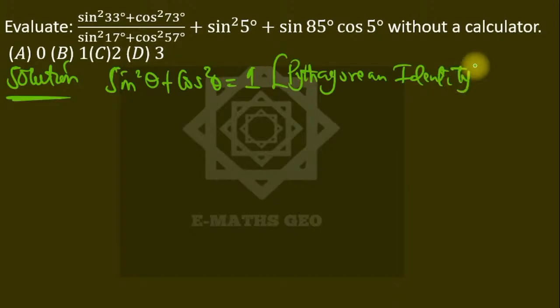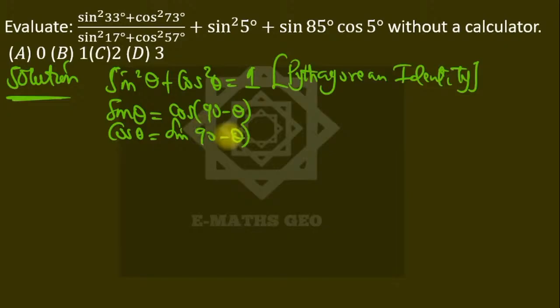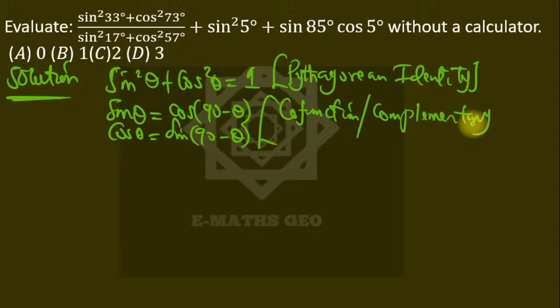If you look at it, it looks like the Pythagorean theorem. So that's it. Another one is what we call cofunction or complementary identity. So if you have sine theta, it's the same thing as cos of 90 minus theta. Or if you have cos theta, it's sine of 90 minus theta. So this is called cofunction or complementary identities. So that's what you're going to use in solving this question.